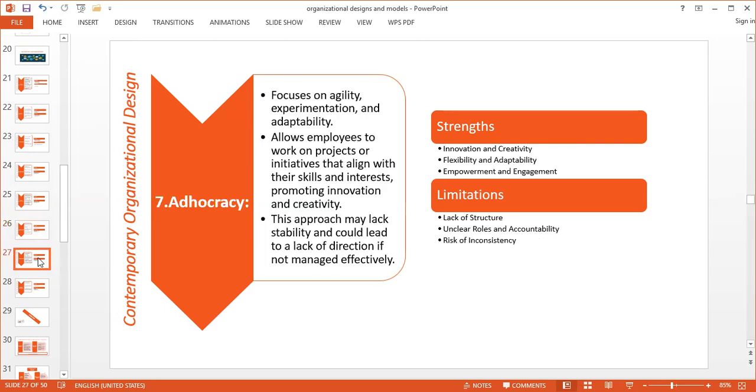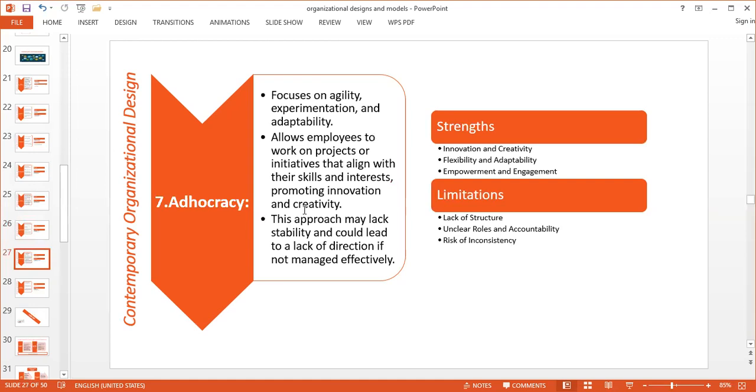Seventh one is adhocracy. It focuses on agility, experimentation, and adaptability, and allows employees to work on projects or initiatives that align with their skills and interests, promoting innovation and creativity. This approach may lack stability and could lead to lack of direction if not managed effectively.